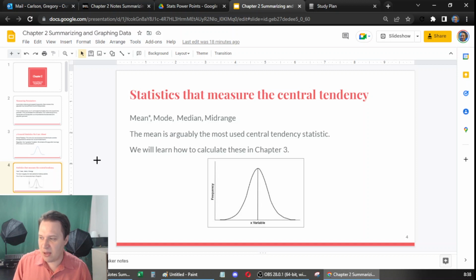So the statistics that measure the center of the distribution, the statistics that measure the central tendency, hopefully you've heard of some of these: the mean, also known as the average, the mode, the median, and the mid-range. So we're going to look at how to calculate all of those in Chapter 3. In this class, the mean is arguably the most used central tendency statistic, and so we're going to spend a lot of time calculating the mean and using the mean. And the reason we call it the mean is because there's different types of averages. So the arithmetic average is the mean. There's also the harmonic average and some other averages, so we're just going to call it the mean. But when you see mean, just think average.